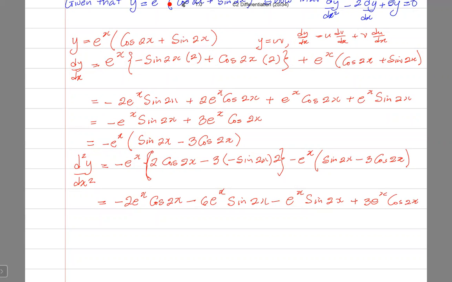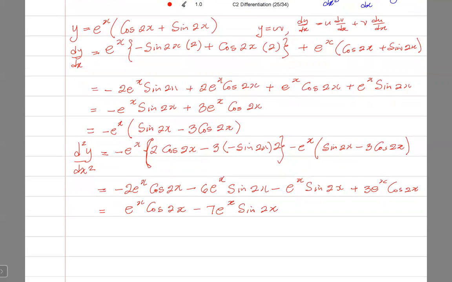All right, so let's group all of the sine and the cos together. This is 3 and this is 2. So this is e to the x. This is minus 6, minus 1, minus 7. So this is e to the x, the cosine of 2x minus 7 e to the x sine 2x. I hope I did not make an error somewhere, because in all of this, it might be difficult to find it.